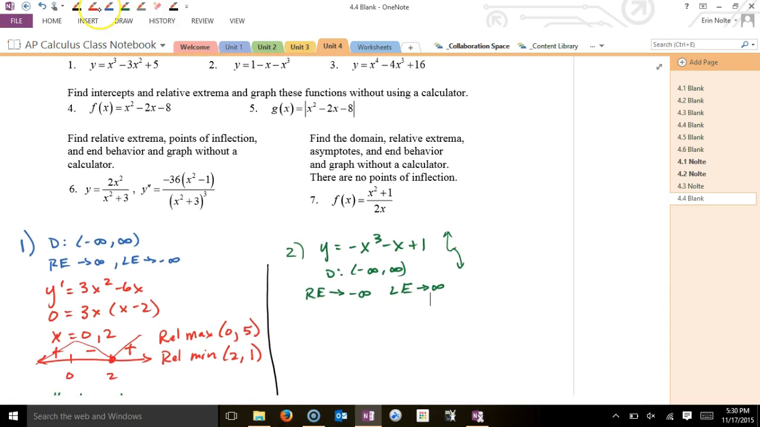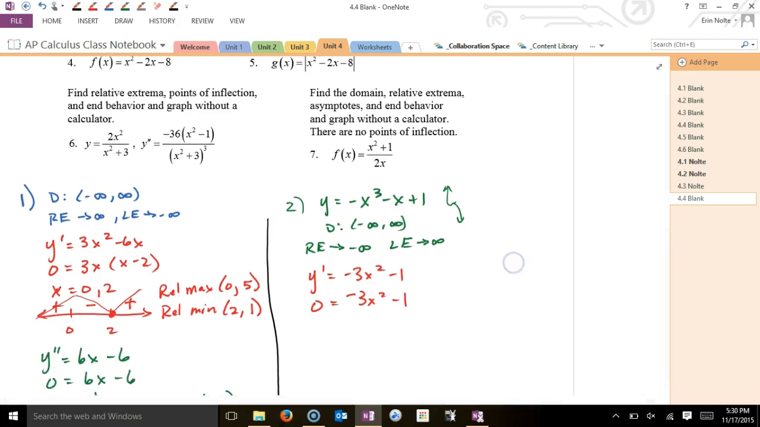Okay, so let's go straight to finding any relative maxes and mins. So my first derivative, negative 3x squared minus 1. Set that equal to 0. So I add 1, divide by negative 3. That's a problem. So I get no critical values.